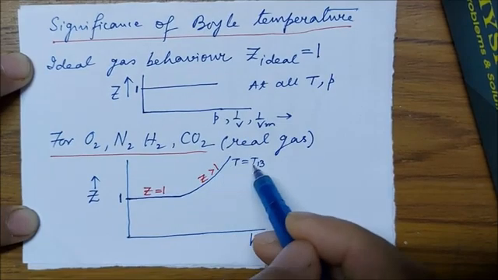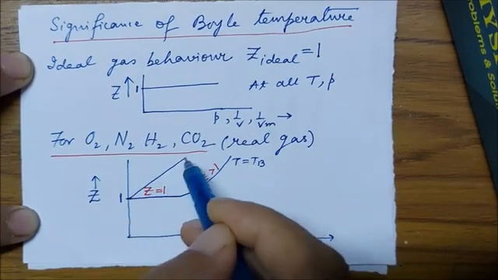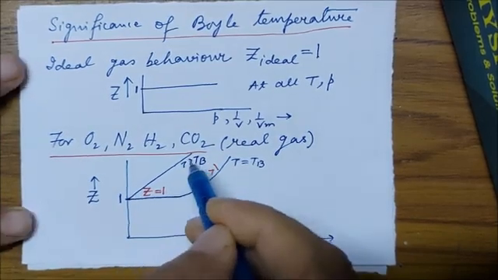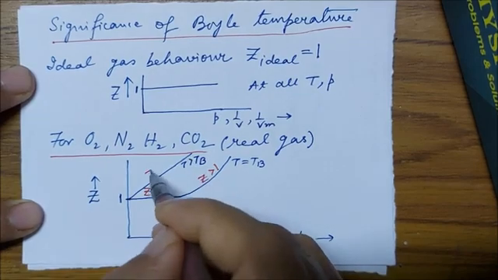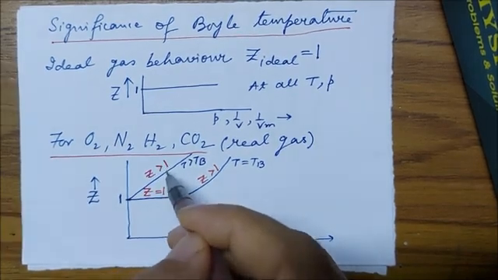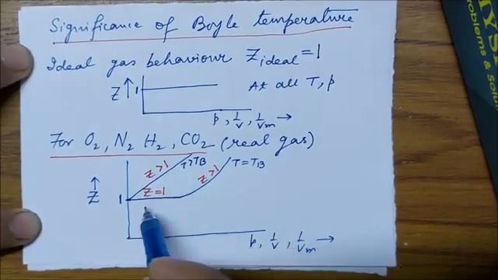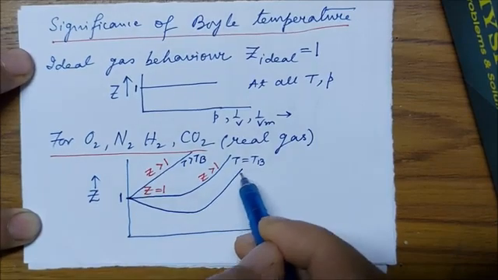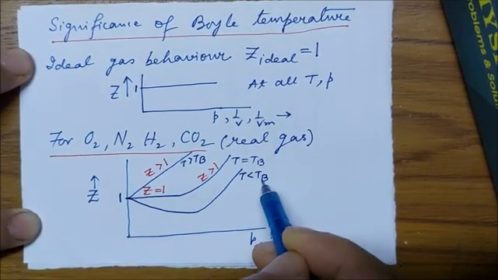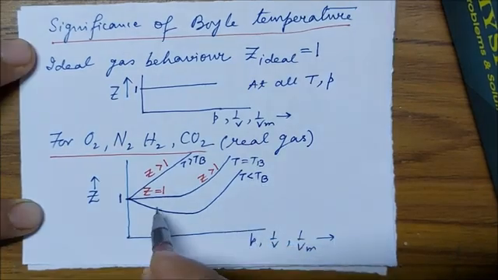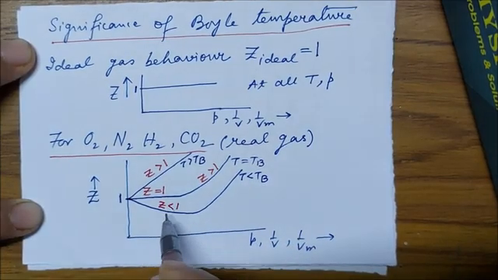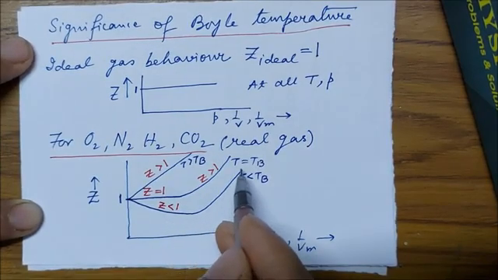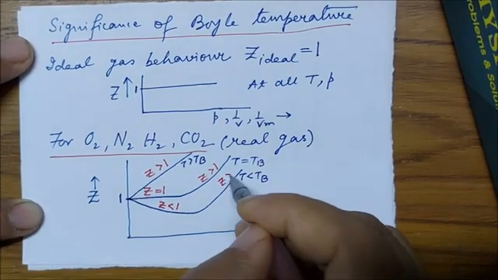At temperature higher than Boyle temperature, that is at T greater than Tb, this is the plot that is obtained, and it corresponds to Z greater than 1. And for T less than Tb, the curve is of the following type. It has a portion corresponding to Z less than 1, but the curve turns over and moves up, and at high pressure Z is again greater than 1.